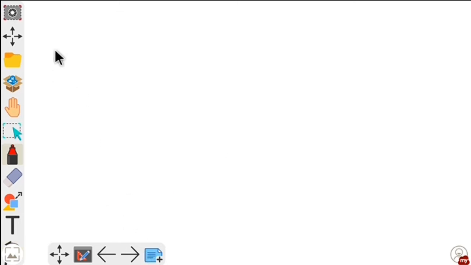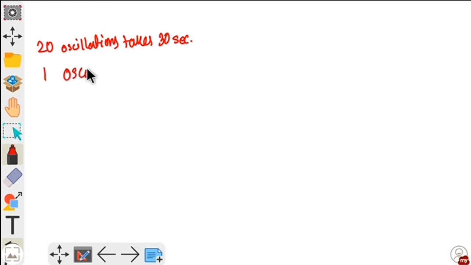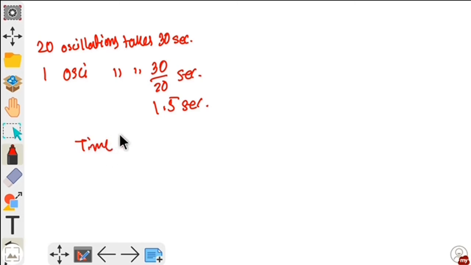So we can write, suppose 20 oscillations take 30 seconds, then one oscillation takes 30 by 20 second, that means 1.5 second. So the time period of the pendulum is 1.5 second.